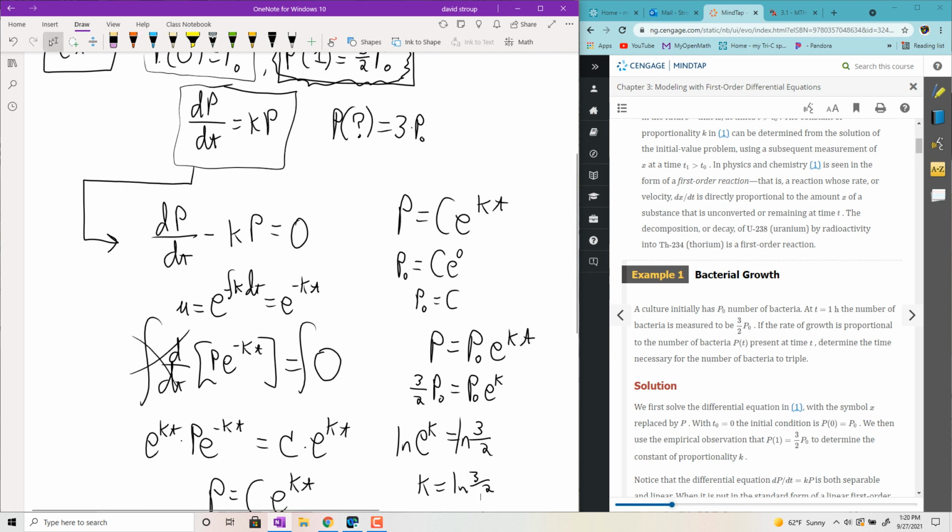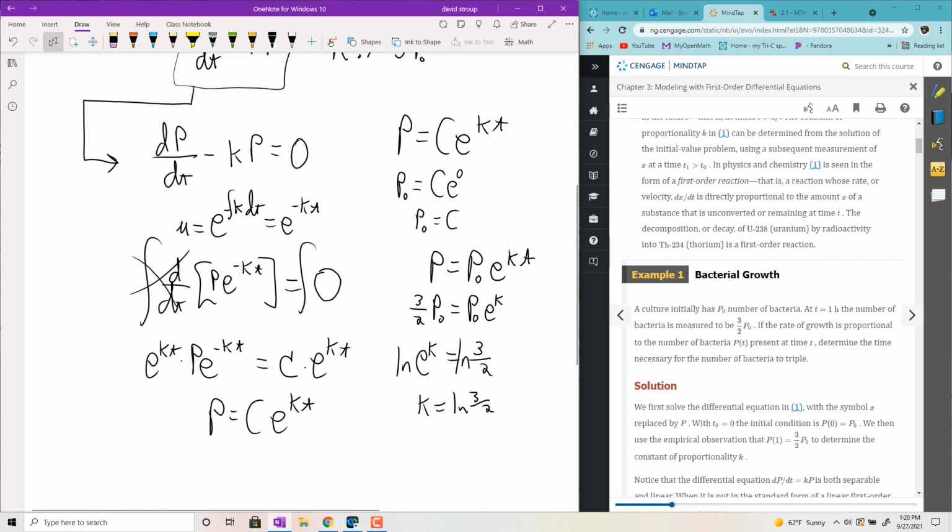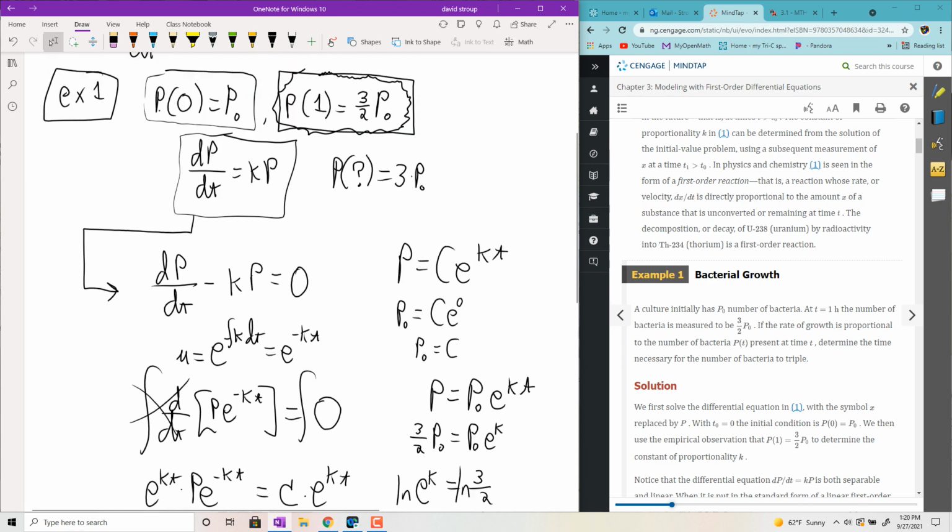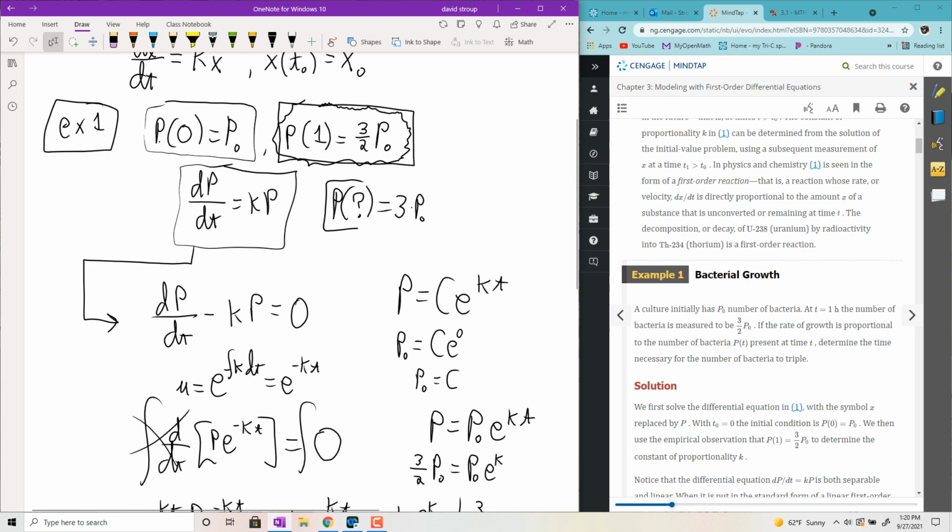Okay, so now my formula, putting all this together, is p equals p sub 0 e to the t ln of 3/2. And I should be able to use this in order to figure out when the population will triple. Okay, so let's try that.